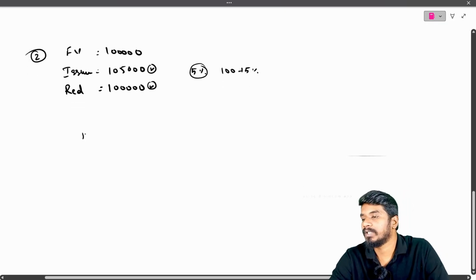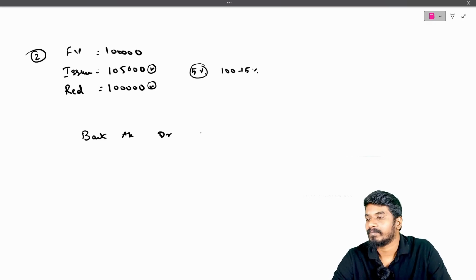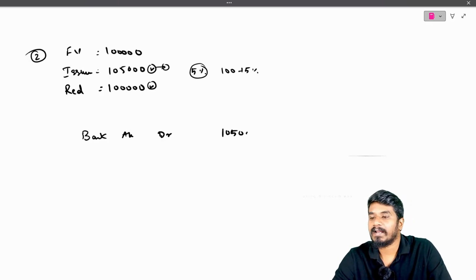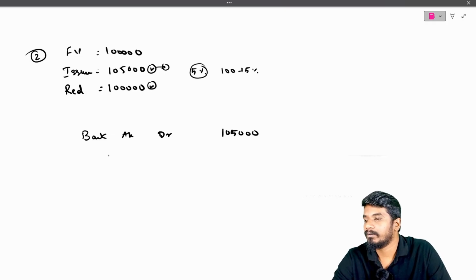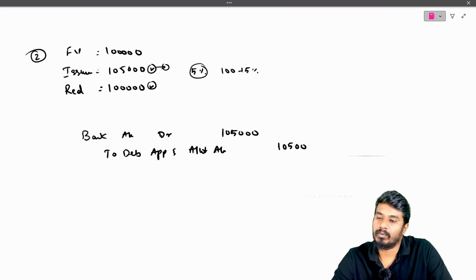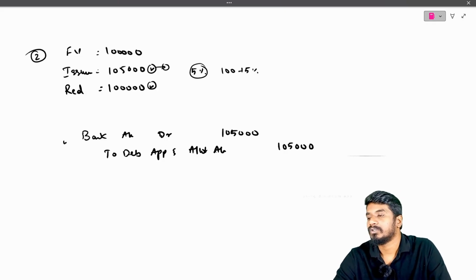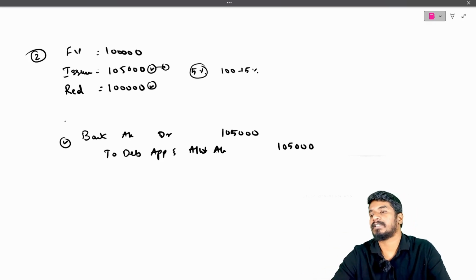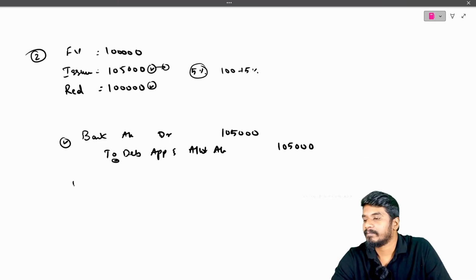So let us do the journal entry. Obviously the bank account will get debited, right? For how much are we receiving? 1 lakh 5,000 we are receiving. Whatever is issued, that only we need to consider as received. Two, debenture application and allotment account, which will get credited for 1 lakh 5,000, the same amount. This is the usual entry for all the cases, whatever we have issued, that we need to write here. That's it. Now we need to reverse this entry.